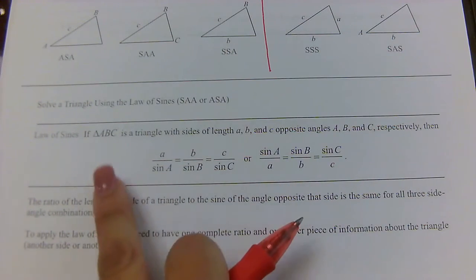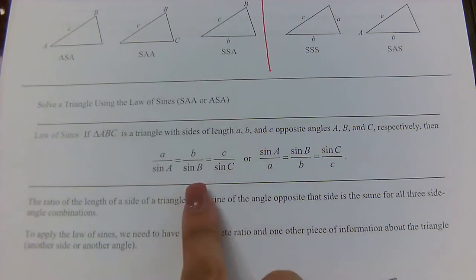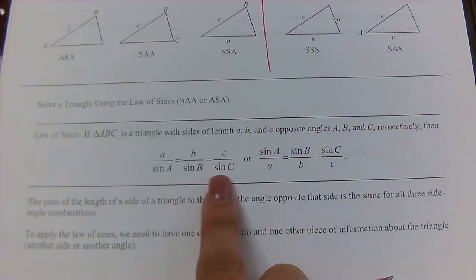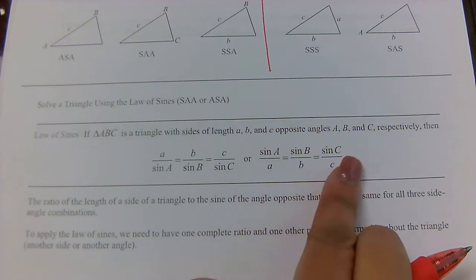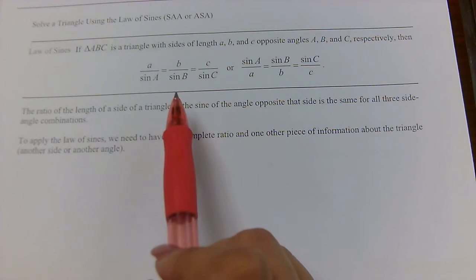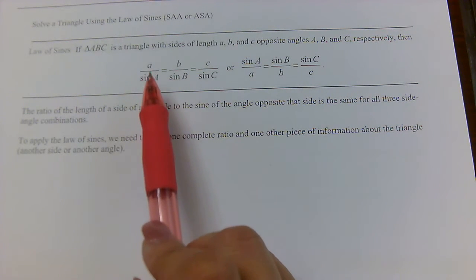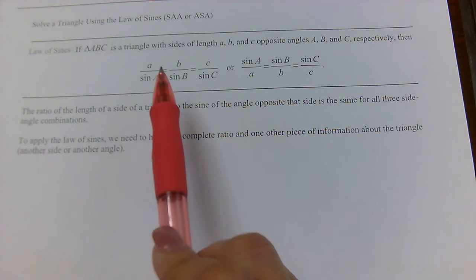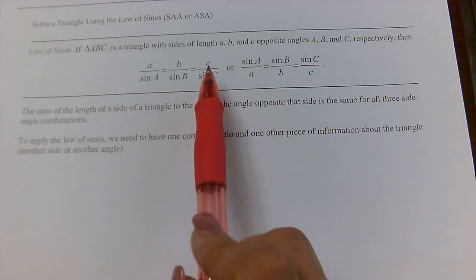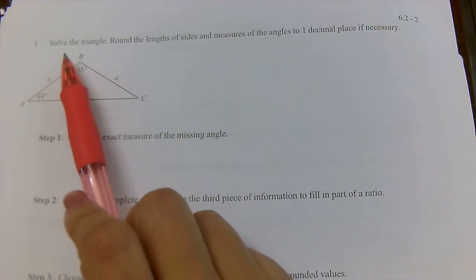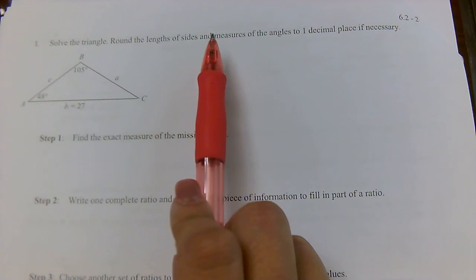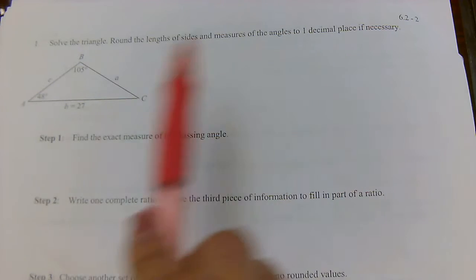When we're using the law of sines, you can use the form like this or like this. Typically, I use them like this. I always have. The law of sines basically says a complete ratio is equivalent to the other ratios in a triangle. Number 1 says solve the triangle, round the lengths of the sides and measures to 1 decimal place.